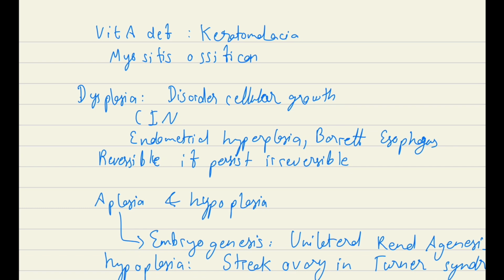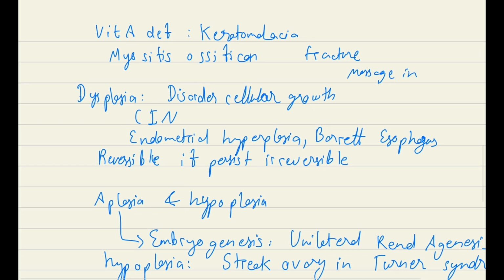And myositis ossificans, you might have heard of it. It is a condition in which there is production of bone. The muscle changes into bone. If there is, let's say, a fracture, while it undergoes healing there is formation of bone in muscle. So to avoid it, we should not massage a fractured bone. It can precipitate myositis ossificans.